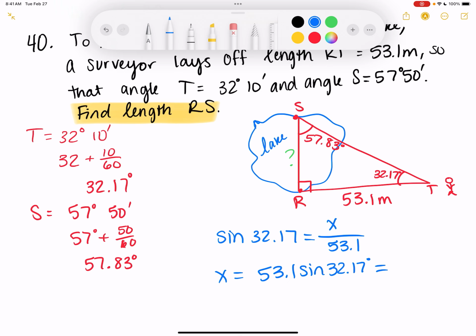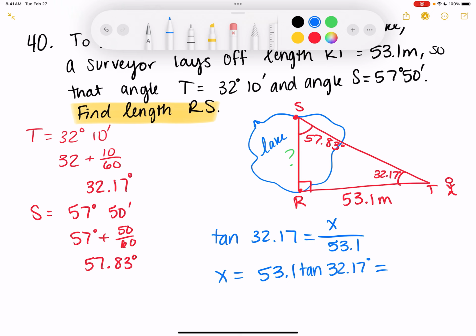TOA. So it'd be opposite over adjacent. Okay, so I just need to change sine to tangent. Wait, if we use sine, why don't we just flip x and 53.1? Well, we need hypotenuse, and we don't have that to use sine or cosine, so we have to use tangent. I just wasn't paying attention. I was like, yeah, sure, let's go for it. And then I was like, wait a minute. So just change sine to tangent and then try it again.